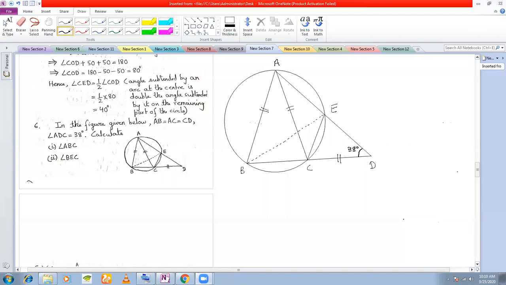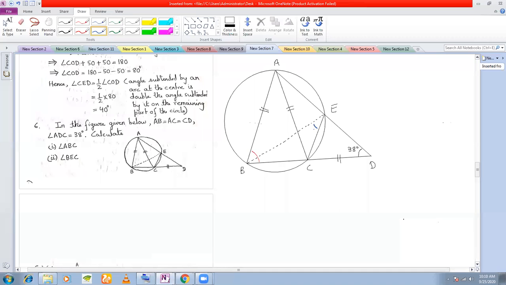This is given to be 38 degree. Okay. You need to calculate angle ABC first. So the angle that you need to calculate here is this red angle. This red angle you need to calculate. And the second part, you also need to calculate angle BEC. BEC is this angle. So these two angles you need to calculate.